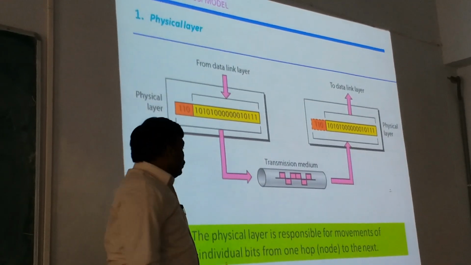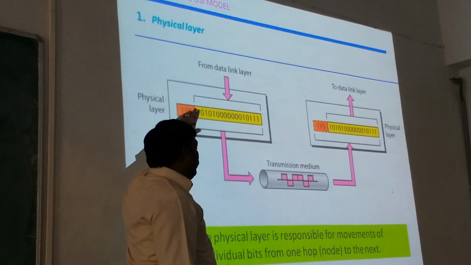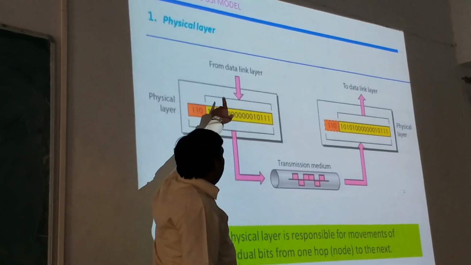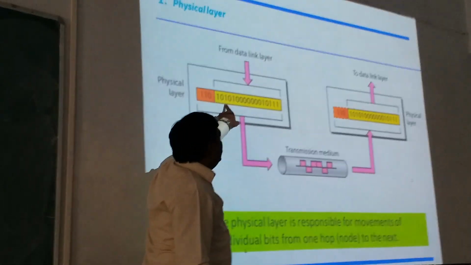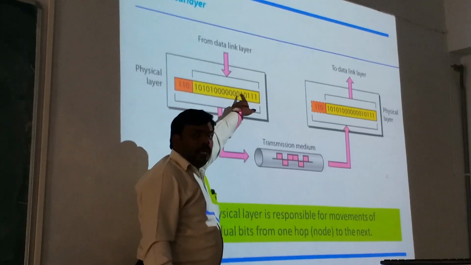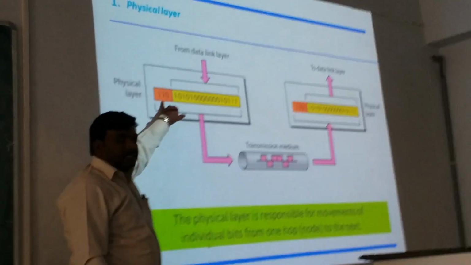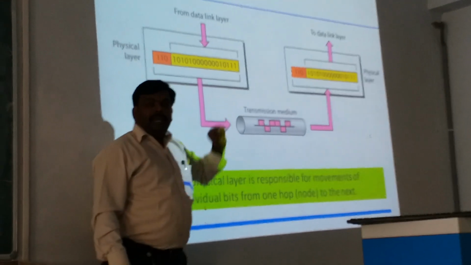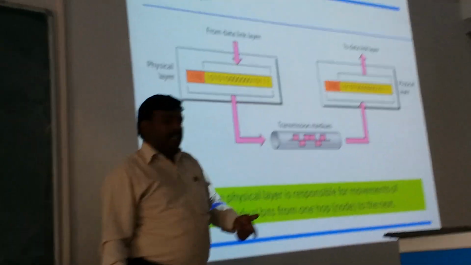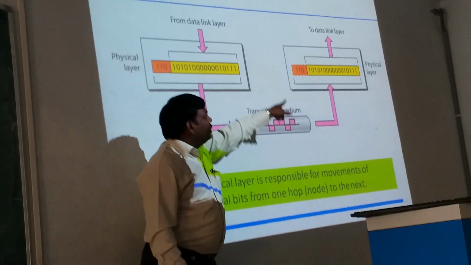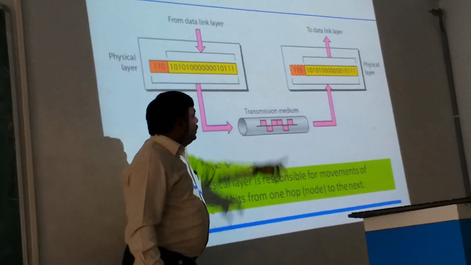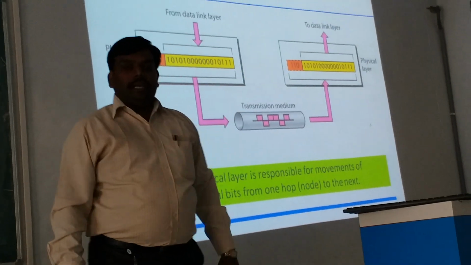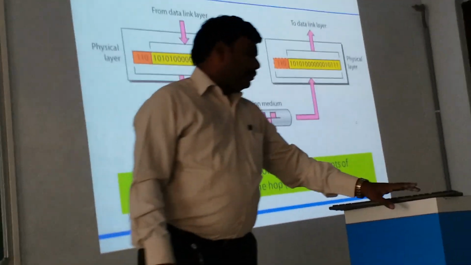Bit format. So it is responsible for the individual bits from one hop to another. When going from the data link layer to the physical layer, the complete yellow part is the data and the red part is the header. So it goes to the transmission medium. The bits can be transformed into signals. Next it is received by the receiver. Again on the receiver side, the header will be removed and it is sent to the data link layer.